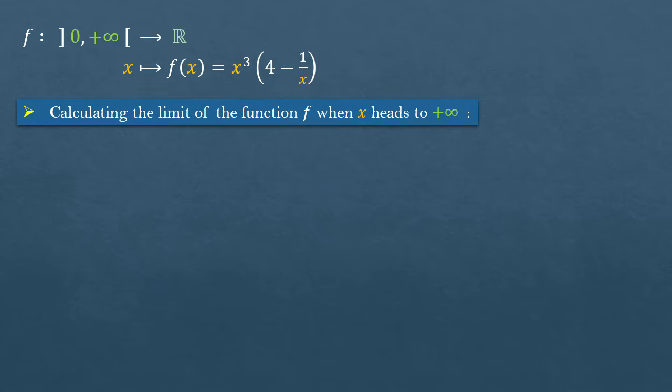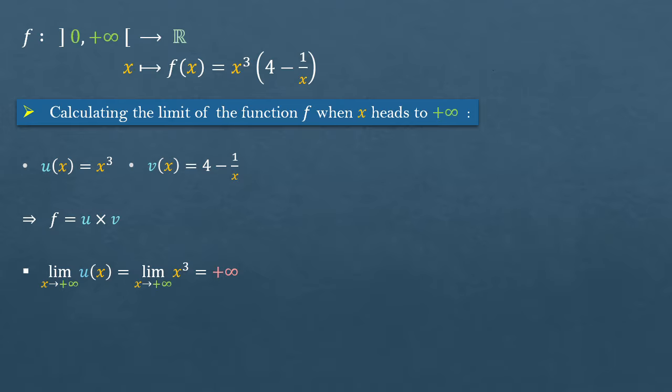So, if we note and define the function u such that u(x) is equal to x to the power of 3, and the function v, of which the image v(x) equals 4 minus 1 over x, we would have our function f equal to the product of the functions u and v, so we can calculate its limit when x heads to positive infinity by calculating and multiplying the limits of the functions u and v when x heads to positive infinity. Hence, we have the limit of u(x) when x heads to positive infinity, which equals the limit of x to the power of 3 when x heads to positive infinity, that is obviously equal to positive infinity.